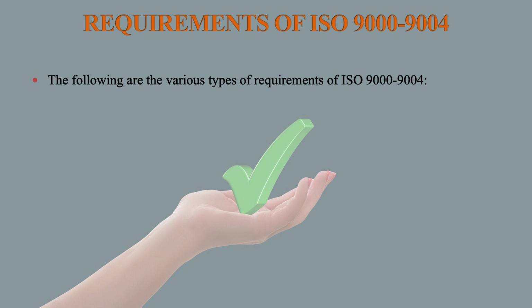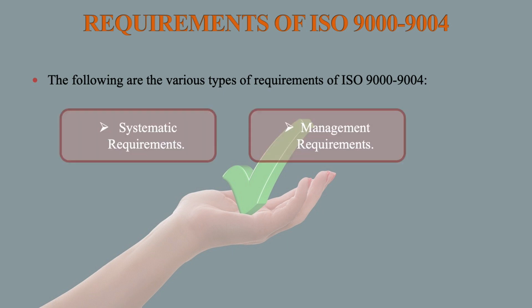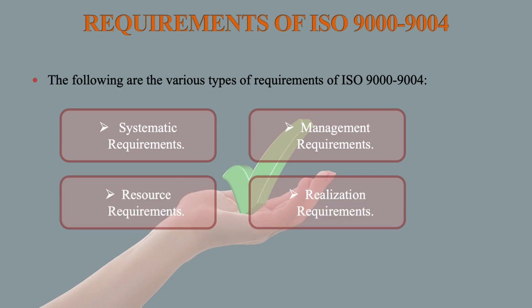Requirements of ISO 9000, 9004. The following are the various types of requirements of ISO 9000 and 9004: systematic requirements, management requirements, resource requirements, realization requirements and remedial requirements. These are the 5 types of requirements for ISO 9000 and 9004.